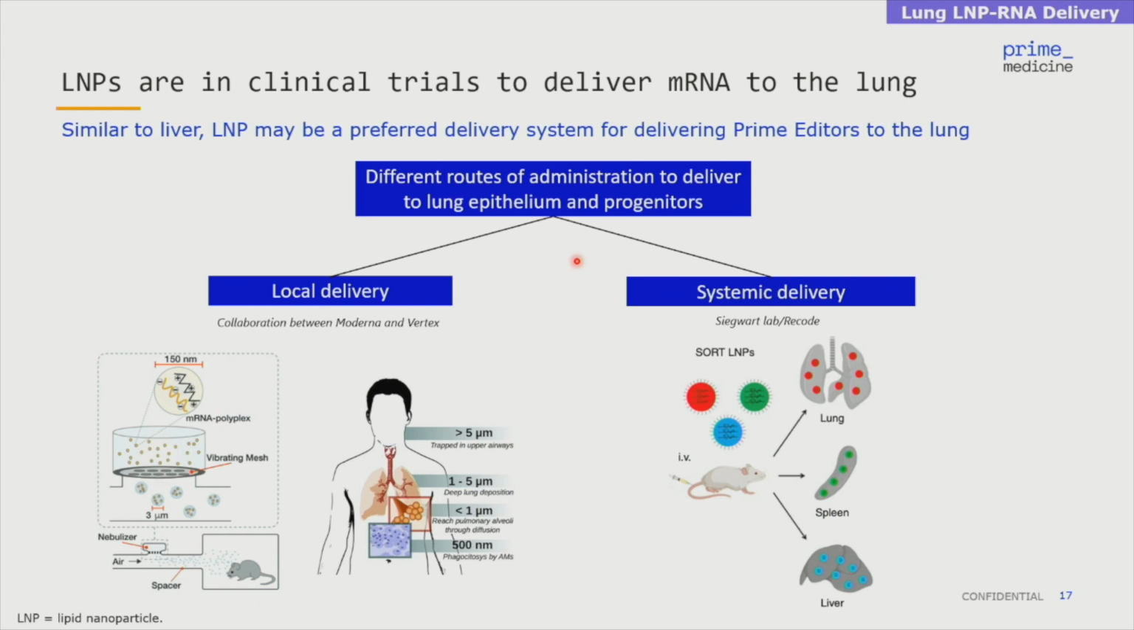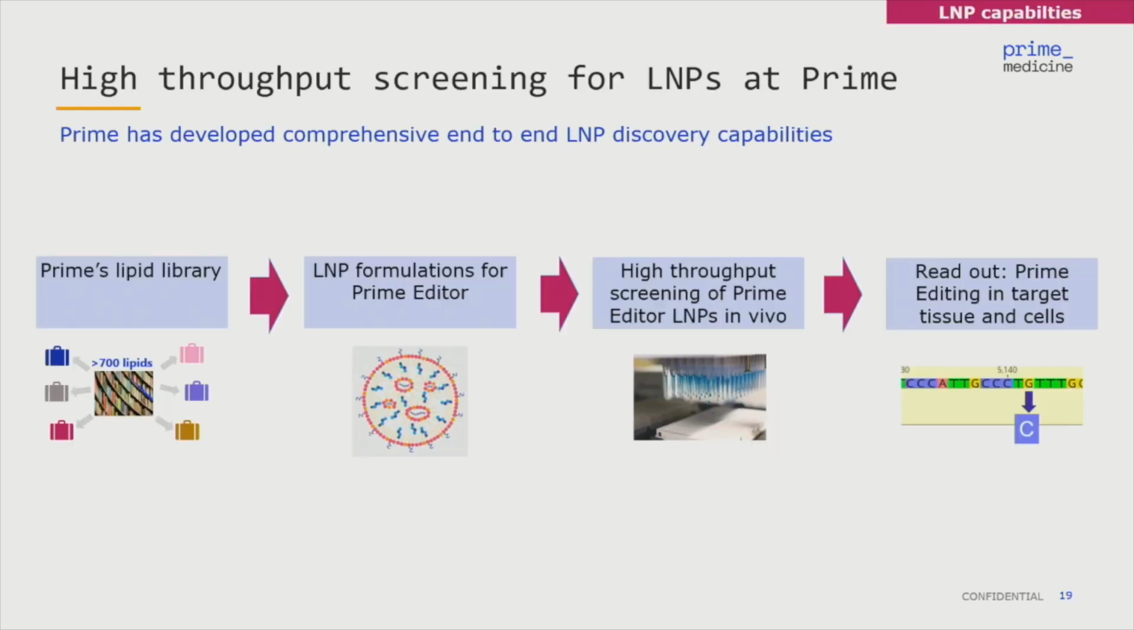Of course, it's a new challenge. But among others, we've also been working on this. We've built internally an extensive lipid library. We have 17 chemists building lipids for us. We have a screening system where we can make hundreds of LNP formulations and take them straight in vivo and screen rapidly for highly effective lipid nanoparticle systems, and we can read out prime editing.